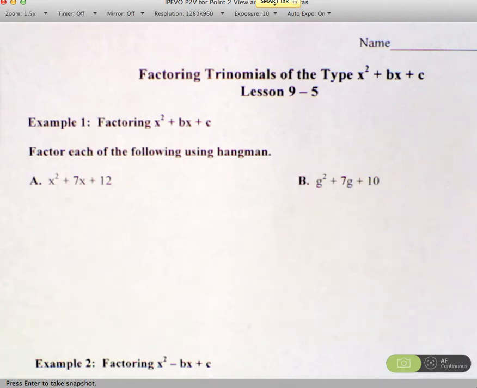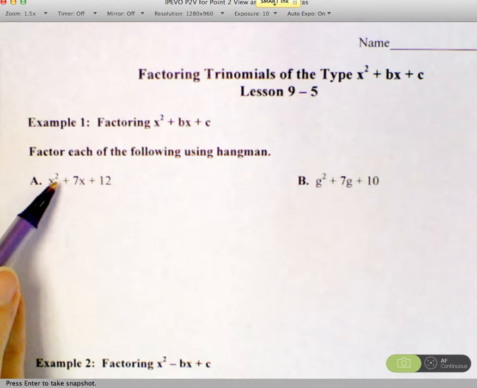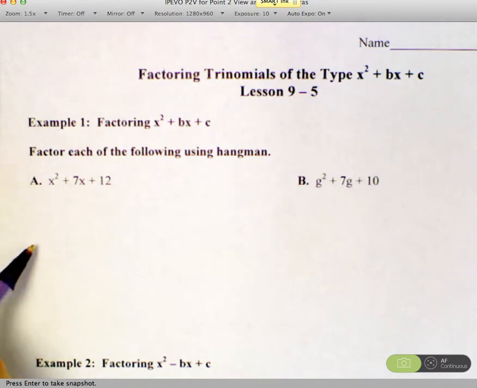Today we're going to learn how to factor trinomials of the form x squared plus bx plus c. We are going to learn something called the hangman method for factoring. We have a couple of trinomials. These trinomials have three terms, and they're quadratic because the first term has a square, so the biggest degree is a second. It's a second degree polynomial, which means we call it a quadratic. So we're going to learn how to factor these.